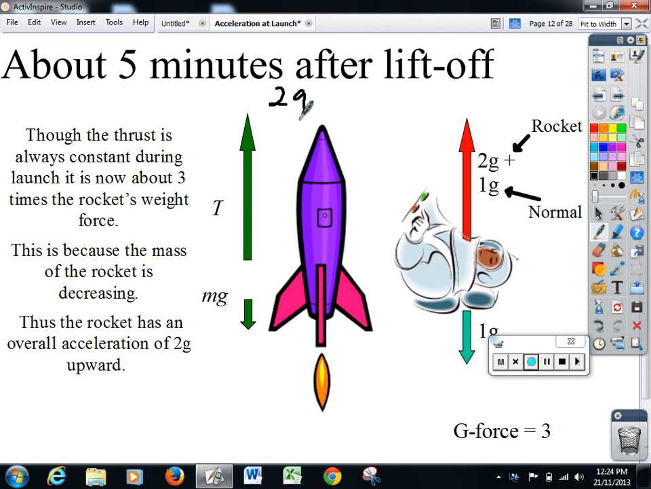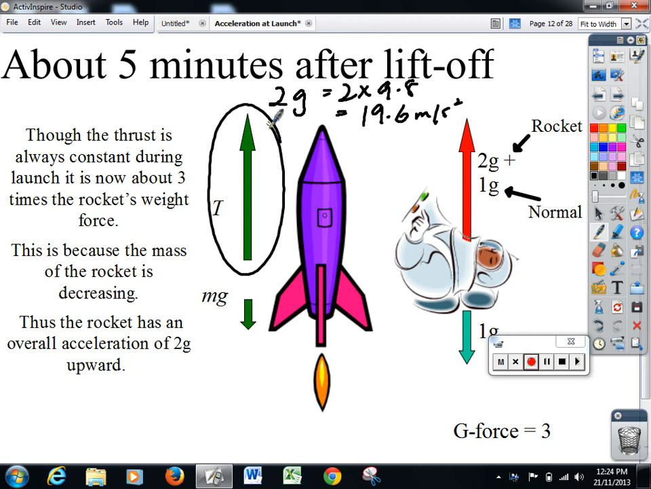So if we keep on going, 5 minutes after launch, imagine now that the acceleration is 2 times g, which is 2 times 9.8. So the rocket is going at 19.6 meters per second squared. So this acceleration of this thrust causes an acceleration of 19.6. So this is the rocket's acceleration, it's 2g. Don't forget, always the seat is pushing this astronaut up at 1g, so they overall feel as if they have a force of 3g on them.